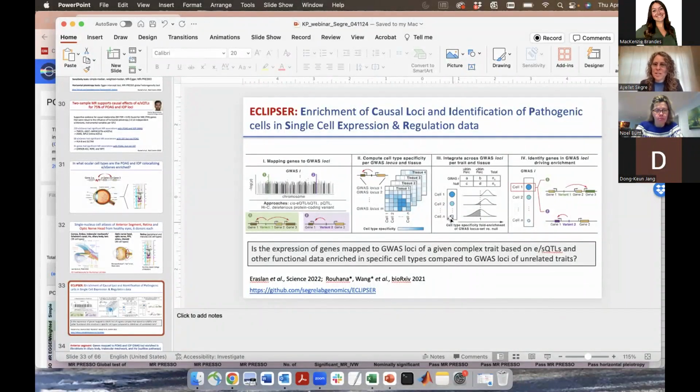And then using a Bayesian Fisher's exact test, we assess the enrichment of cell type specific loci amongst a set of GWAS loci for a given complex disease or trait compared to a null set of GWAS loci that are associated with traits that are not related to the tissue of interest. And then cell types that show significant enrichment and an FDR below 0.1 or 0.05 are proposed to be causal to the disease or trait, and genes that map to the GWAS loci that are above the enrichment cutoff are proposed to affect the disease through that cell type. And you can read more about this in a publication, Erasla et al., and also in a preprint, and we have the code available on GitHub.